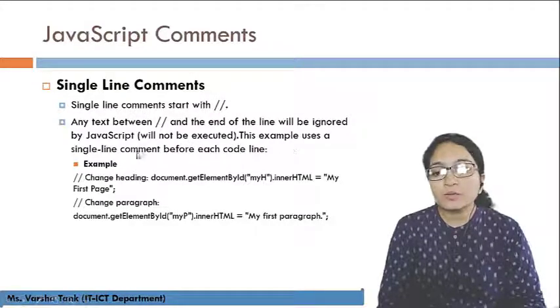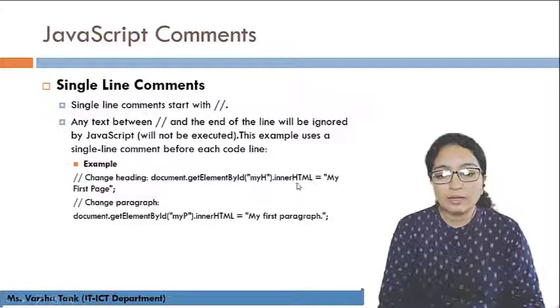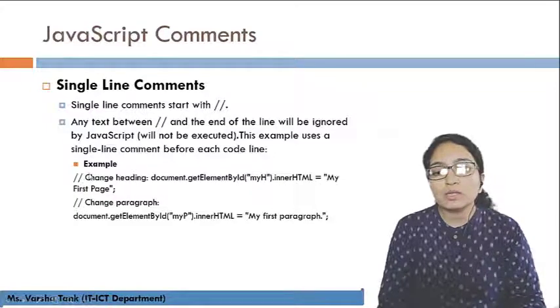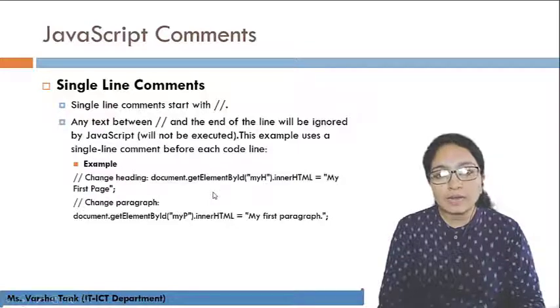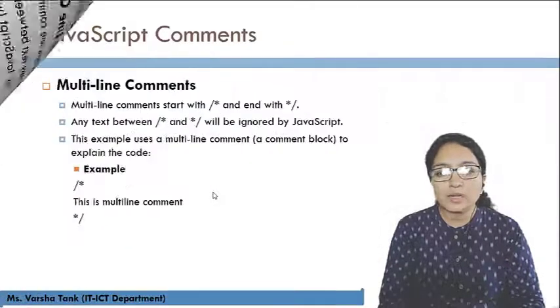This example uses a single line comment before each code line. Here you can see the comment "change heading" before document.getElementById("myH").innerHTML. This is a single line comment. Again, here is another single line comment, "change paragraph". This way you can define a single line comment in JavaScript using the double slash.